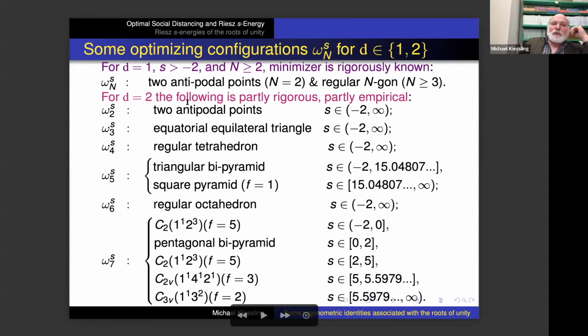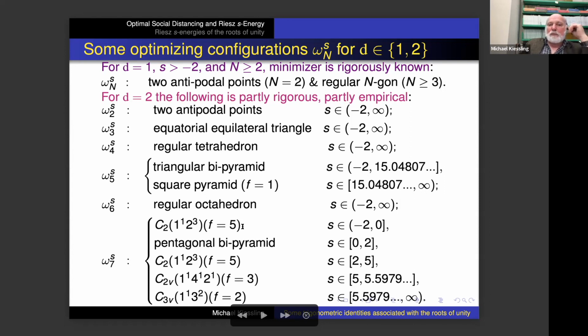But then in D equals 2, okay, 2 antipodal points when n is 2, equatorial triangle, we got tetrahedron, that's as before, but now notice even the 5-point problem now already splits into 2 configurations depending on what S is. And before the pandemic hit, we had a colloquium by Rich Schwartz from Brown University. He gave a computer-assisted proof of that phase transition here, and he coined the word for this number, so this has a name. And then you go on, 6, regular octahedron, and now look, 7.